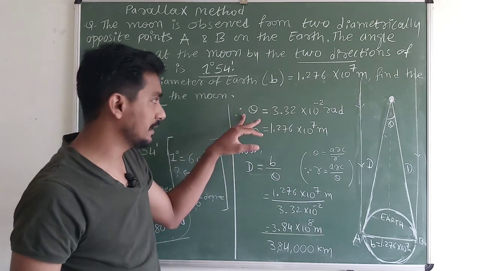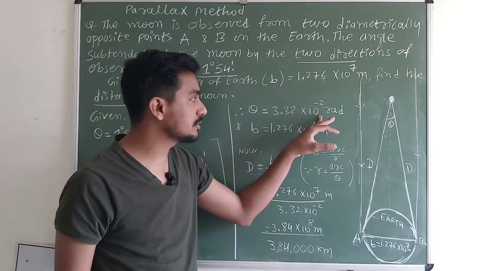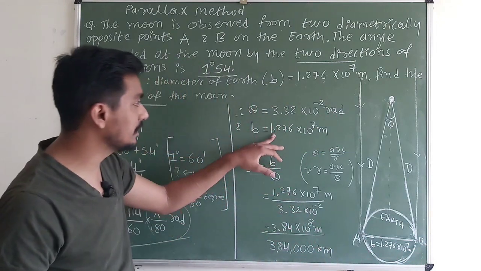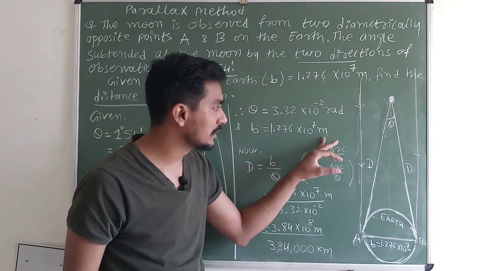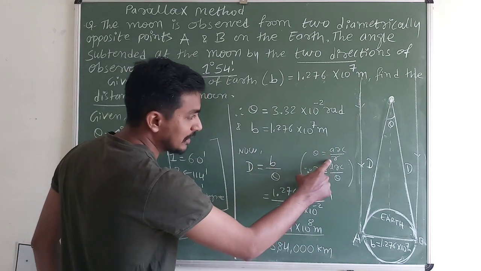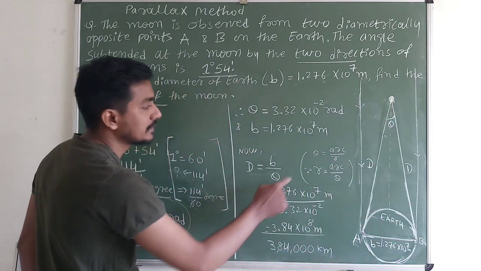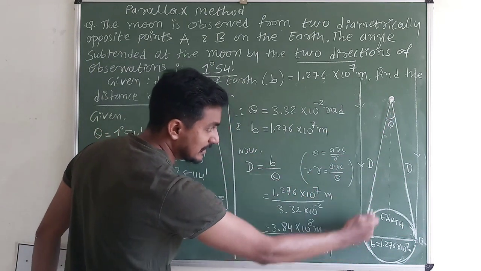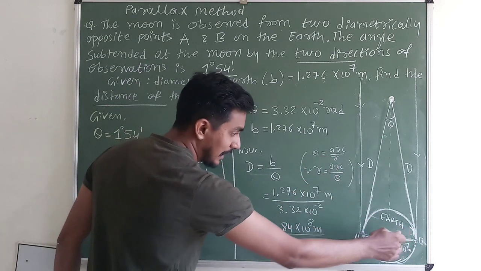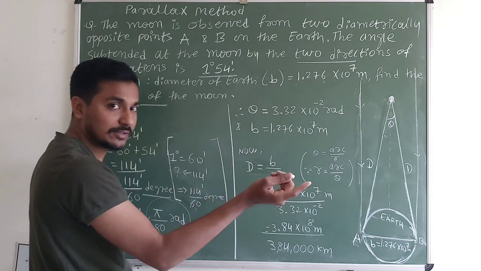By solving this, we get theta equal to 3.32 into 10 raised to minus 2 radians, and this b, the diameter, is given as 1.276 into 10 raised to 7 meters. Now, we know that theta is equal to arc by radius. I want this distance, so I make it the subject: r is equal to arc by theta, as we derived a few minutes ago.